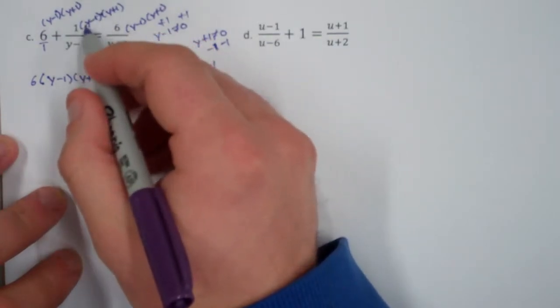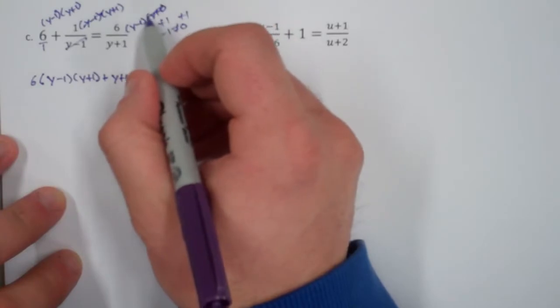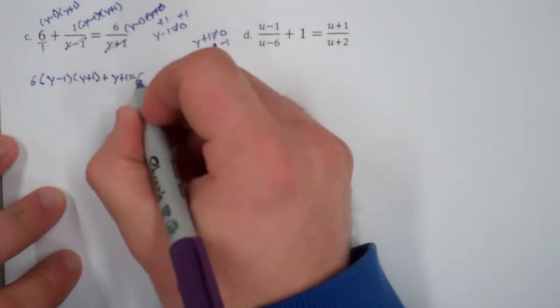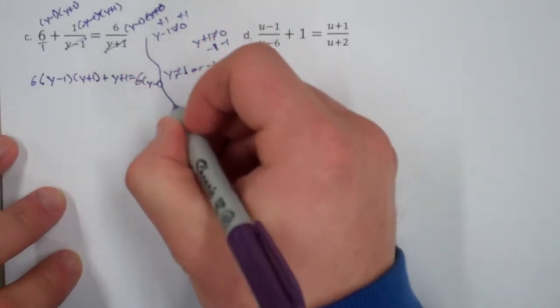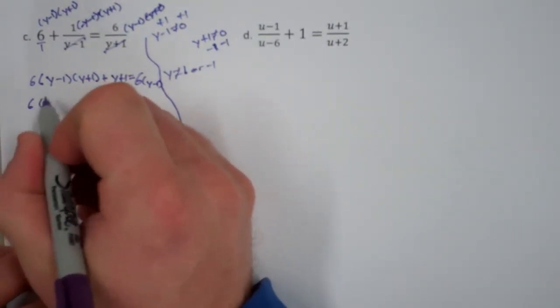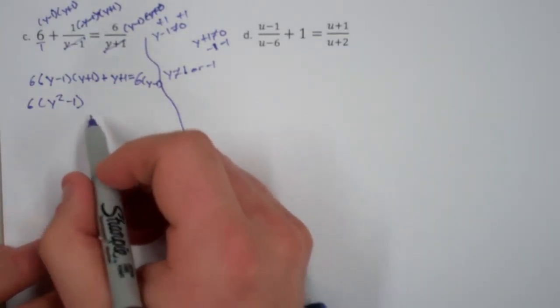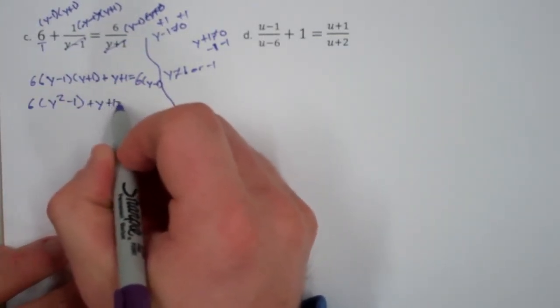This next one, these y minus 1's will cancel. We've just got y plus 1. And then I'm going to have 6 times y minus 1, kind of getting in the business here of the other stuff. Y minus 1 times y plus 1 is y squared minus 1. That's a difference of 2 squares. Plus y plus 1.